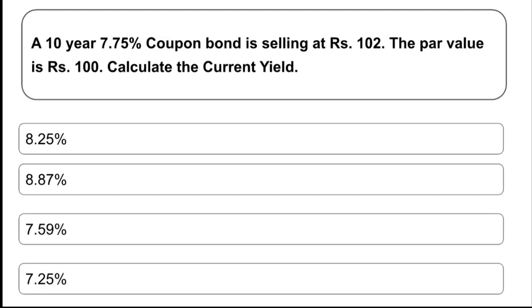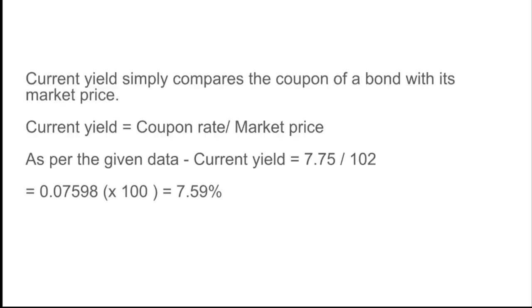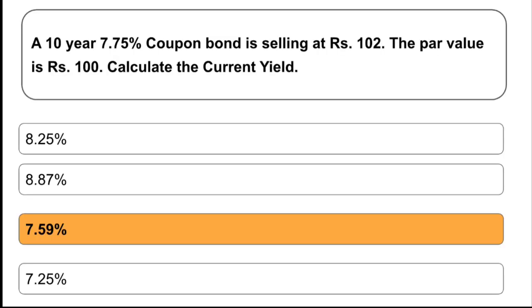A 10-year 7.75 coupon bond is selling at 102. The par value is 100 and we have to calculate the current yield. The current yield is simply comparing the coupon of the bond with its market price. So the formula you have to remember is coupon rate divided by market price. With the given data, it comes out to be 0.0759, which if you multiply by 100 to give it in percentage comes out to be 7.59.